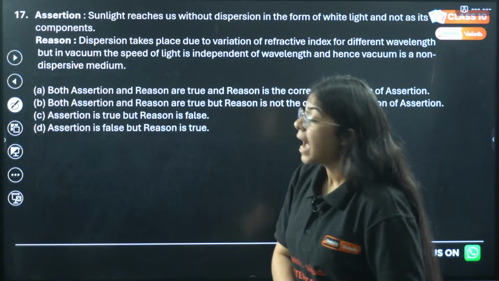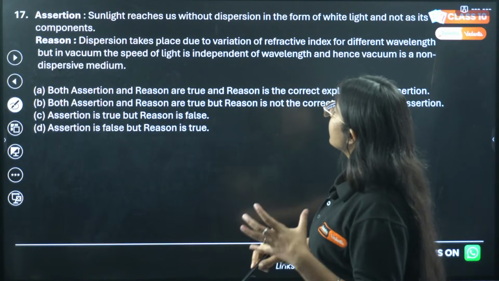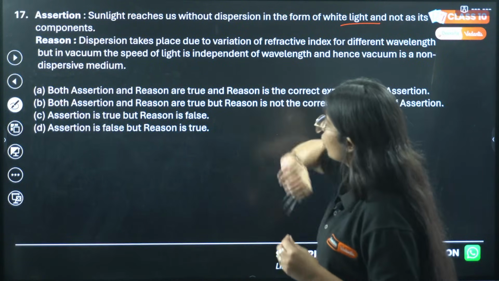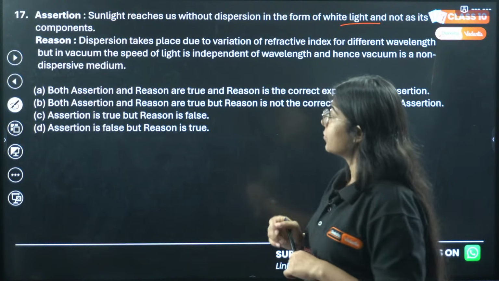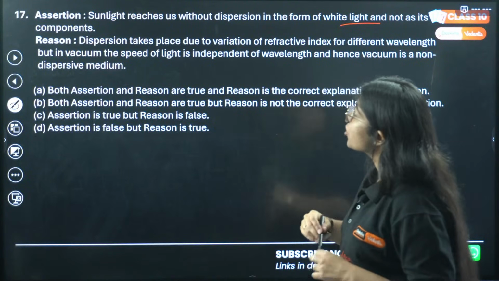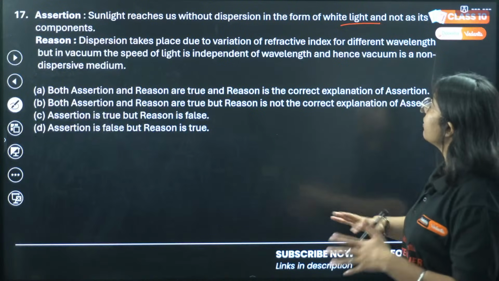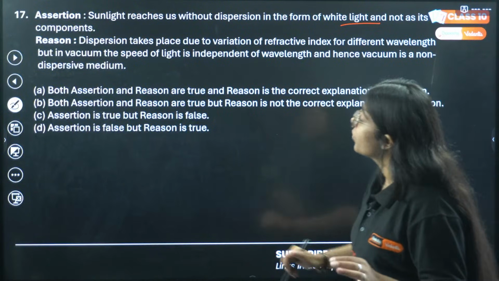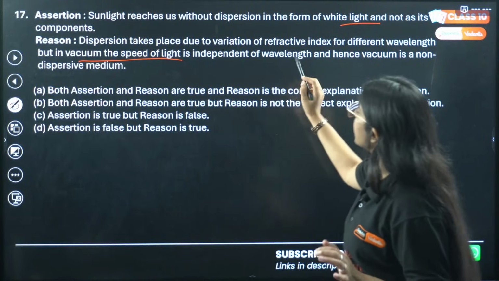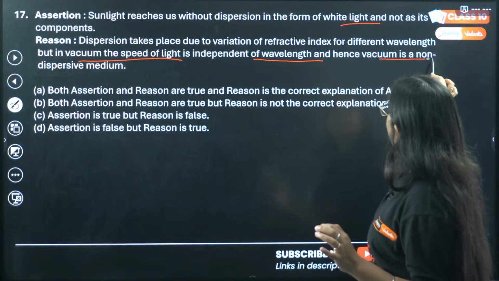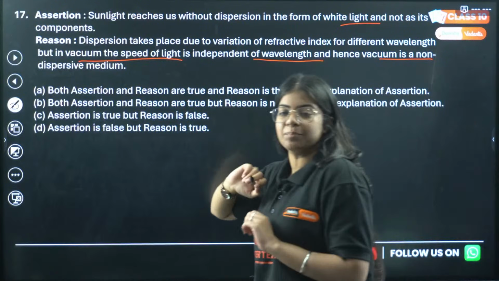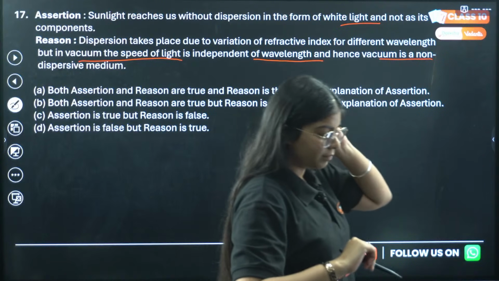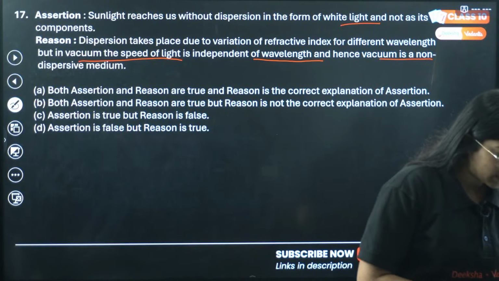Let's see. Assertion says sunlight reaches us without dispersion in the form of white light and not as its components. Reason says dispersion takes place due to variation of refractive index for different wavelength. But in vacuum, the speed of light is independent of wavelength, and hence vacuum is a non-dispersive medium. Good question, tricky question, a question that makes you think. Dipanshu is saying B.